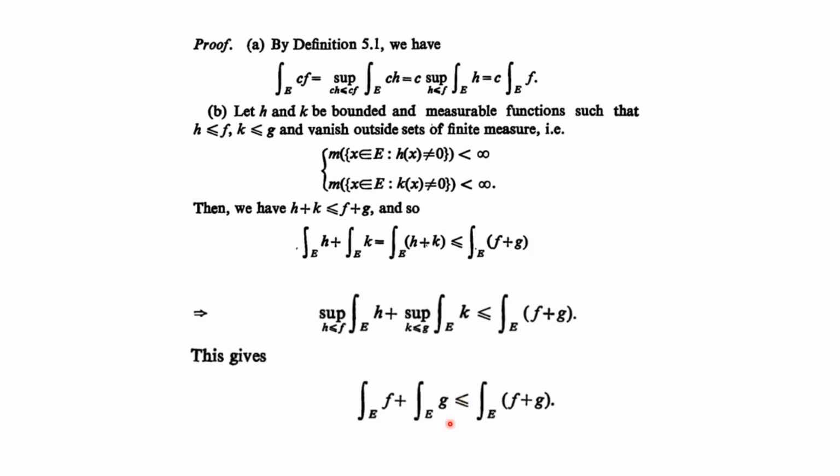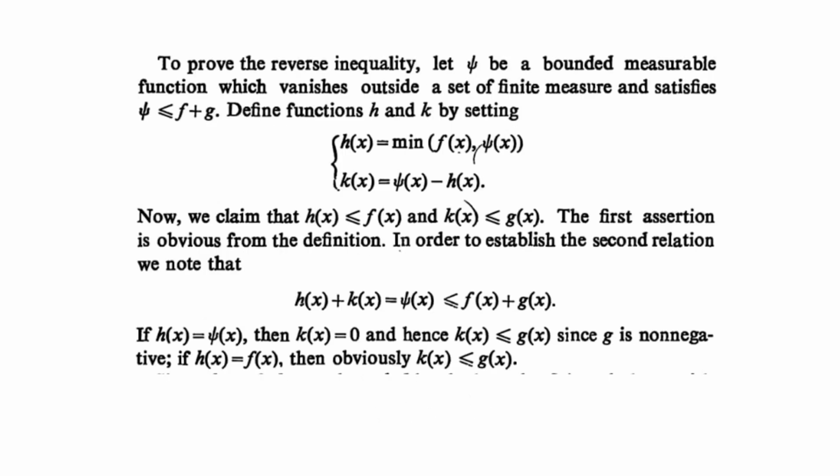Now we have to prove the reverse inequality. So just see, to prove the reverse inequality, we consider a function psi which is bounded, measurable, and vanishes outside a set of finite measure. Means this function attains the value 0 whenever our measure is infinite, and satisfies that this bounded function is less than or equal to f plus g. Now we have to define h and k in such a way that h is less than or equal to f, k is less than or equal to g, and h plus k is nothing but psi.